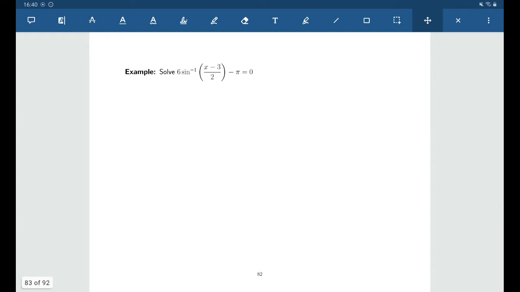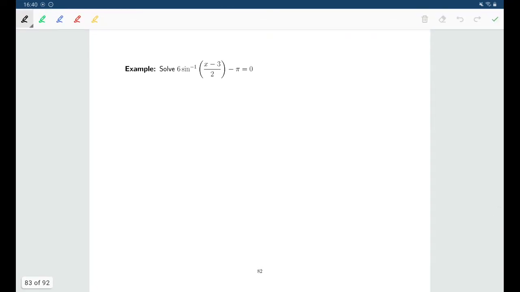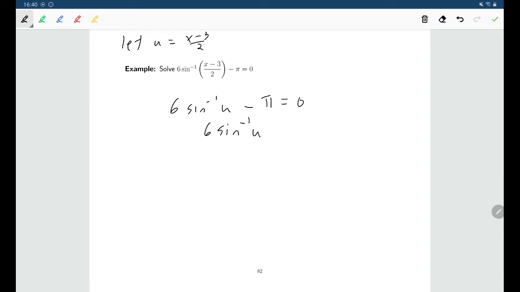Let's do one more here. Again, I'm going to do a little bit of a substitution. I want to not deal with that x minus 3 over 2, so I'm just going to replace that with u. And so now I've got 6 sine inverse of u minus pi equals 0. So I've got sine inverse of u is equal to pi over 6.